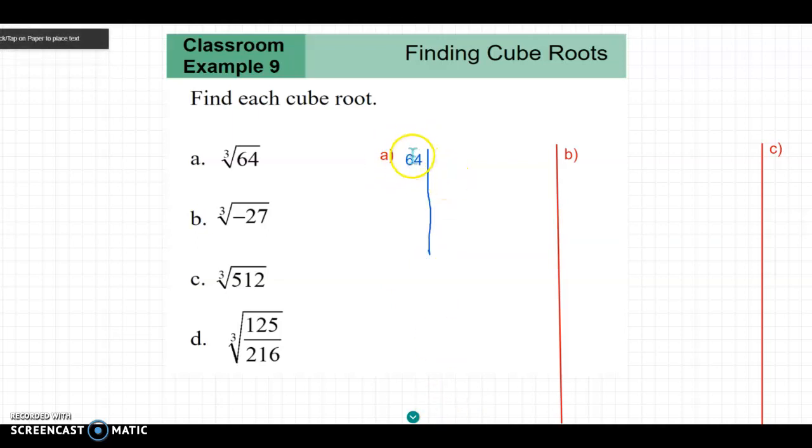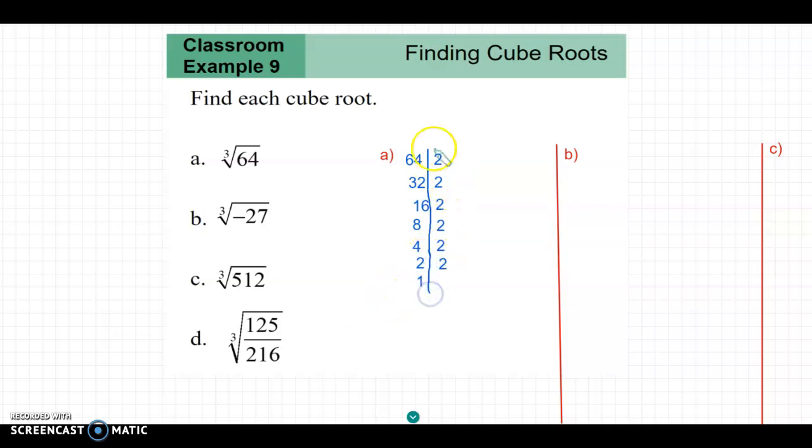We can start dividing 64 by 2, and that will be 32. We can continue dividing by 2. So 32 divided by 2 is 16. Once again, we can divide by 2, so that will be 8. And if we divide 8 by 2, that is 4, and once again, if we divide 4 by 2, that will be 2. Finally, 2 divided by 2 will be 1.